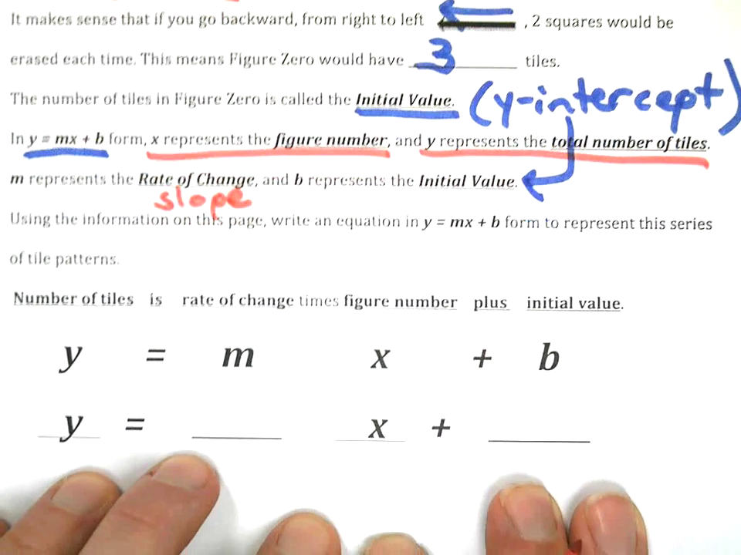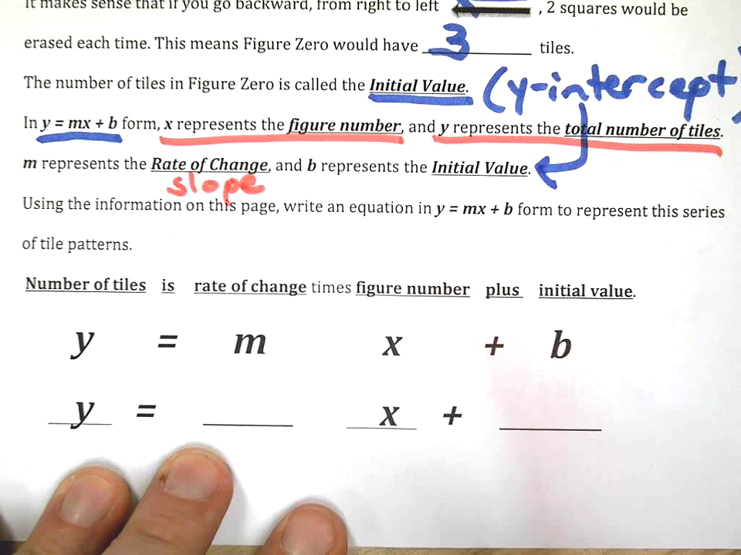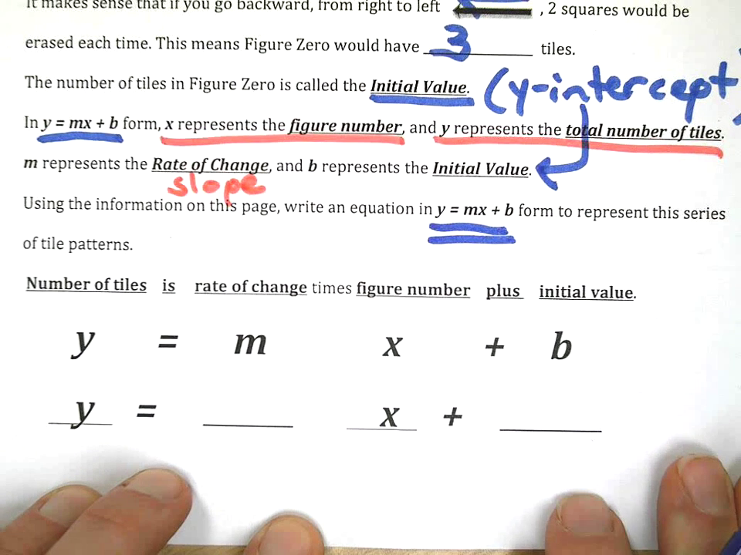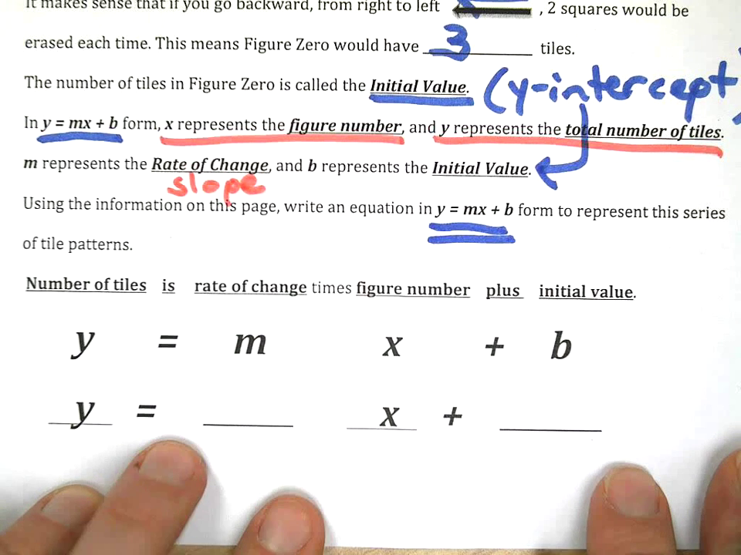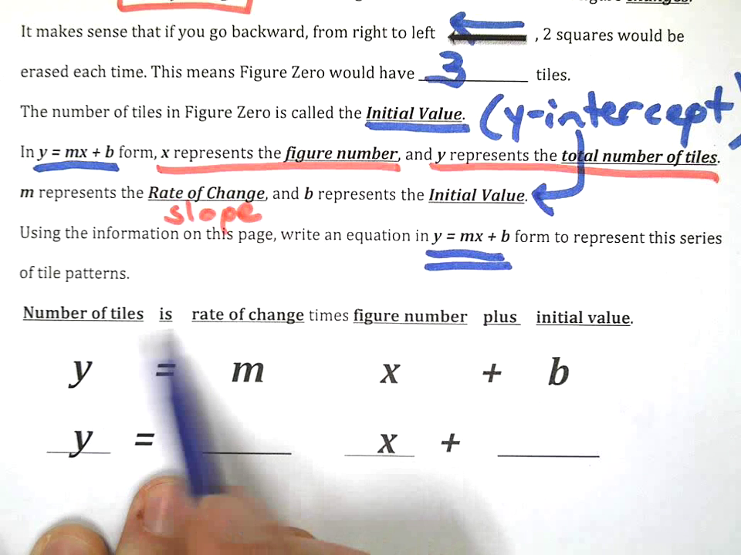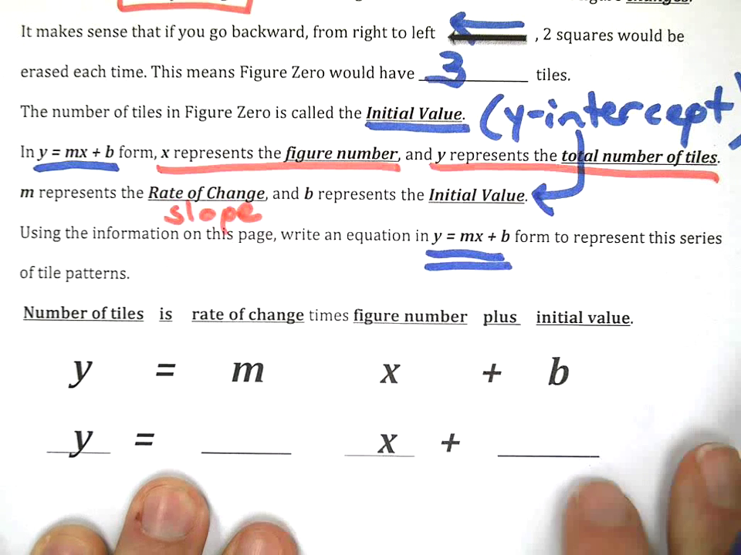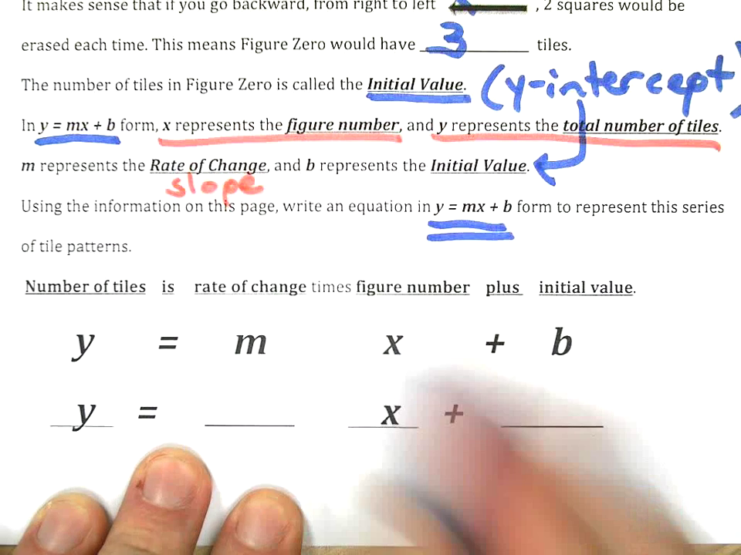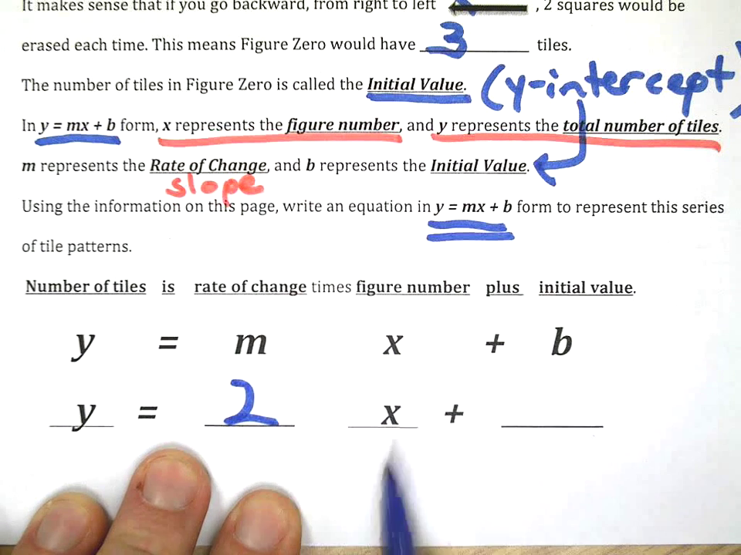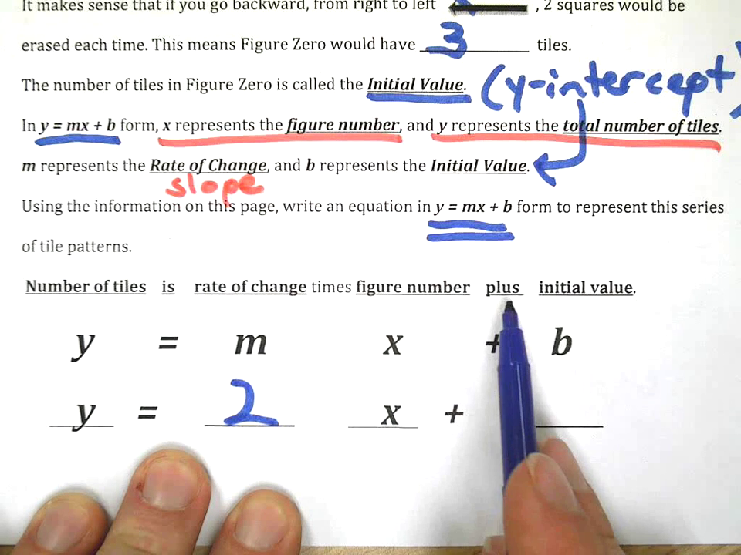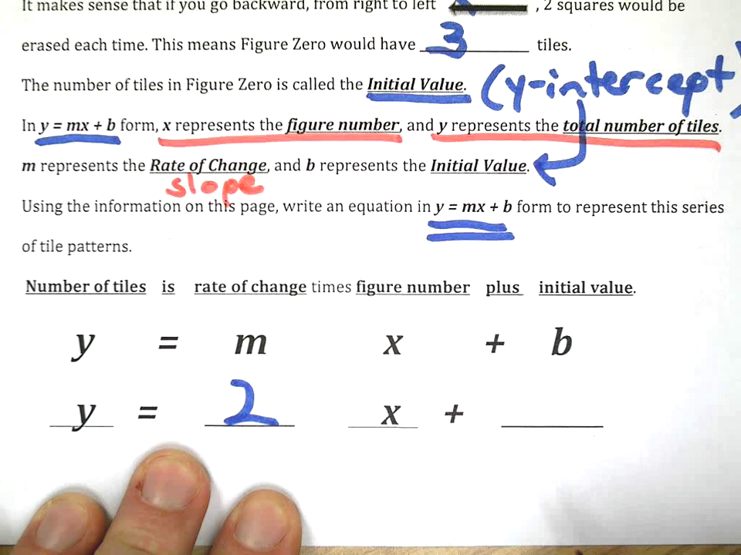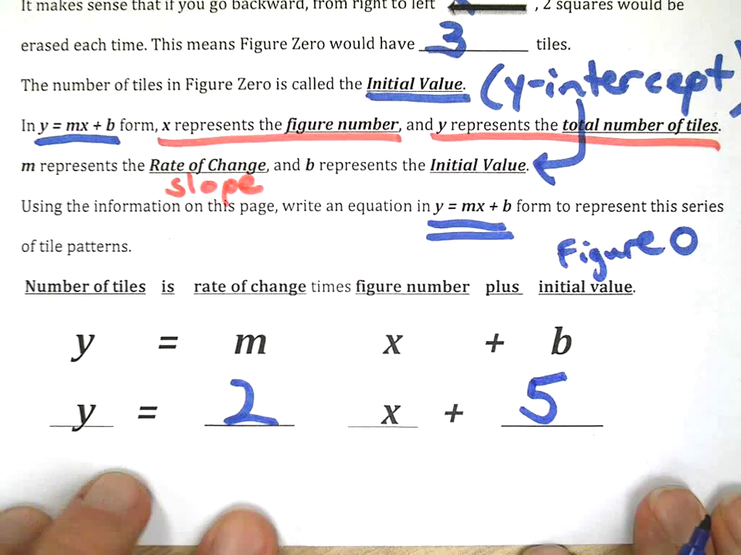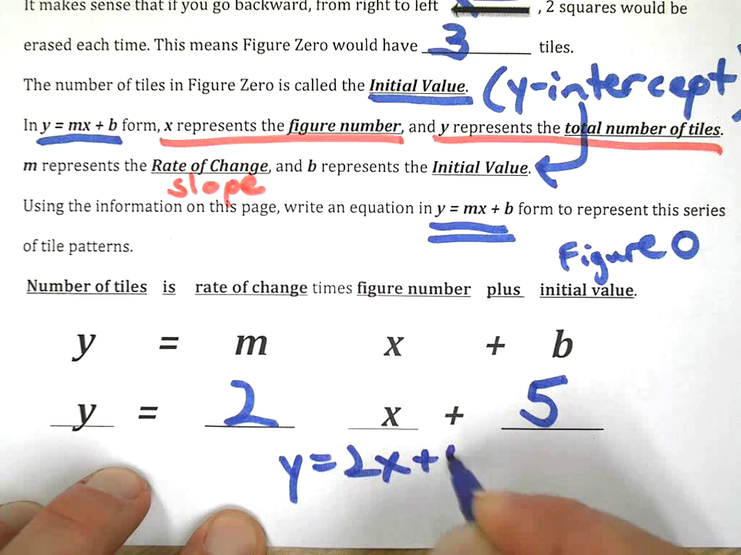So here we go to summarize what's going on here. Using the information on this page, we're going to write the equation in that format, y equals mx plus b, to represent this series of tile patterns. Here we go. Number of tiles is the rate of change. What was the rate of change? Right there, 2, times the figure number, that's x, plus the initial value, or how much was in figure 0. Hopefully you remembered figure 0 had 5. So there's our equation, y equals 2x plus 5.